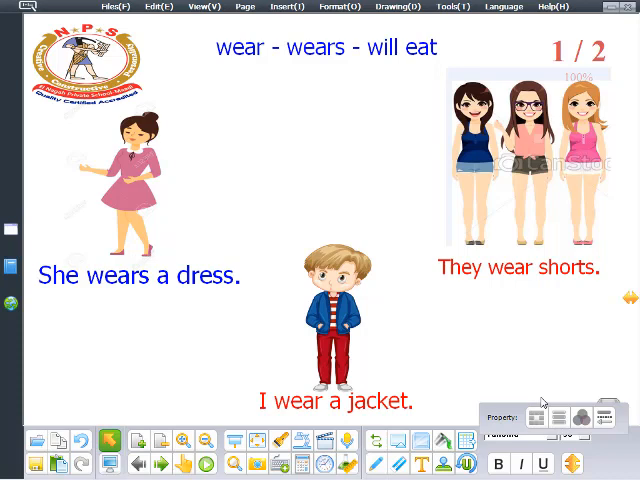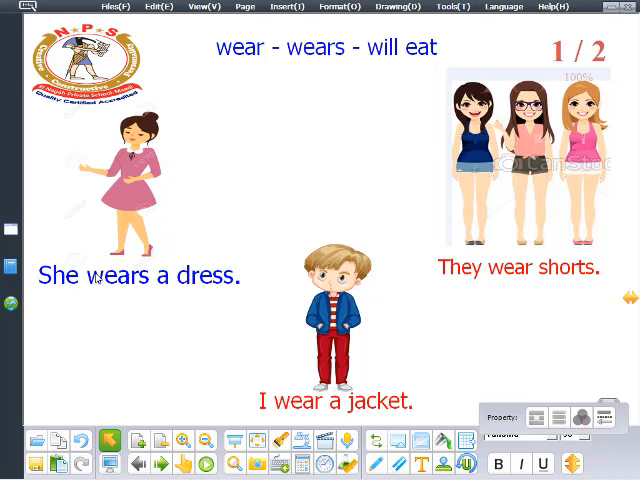It's our English time, and today we're going to talk about present simple and future simple. Look at this girl. She wears a dress. When I talk about a girl or a boy, but they are not me, another girl, not me, I say she wears. I say what? She wears. Or if he is a boy, I say he wears. That girl wears a dress.